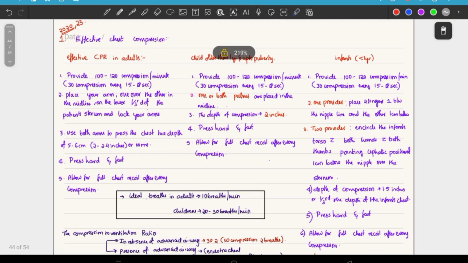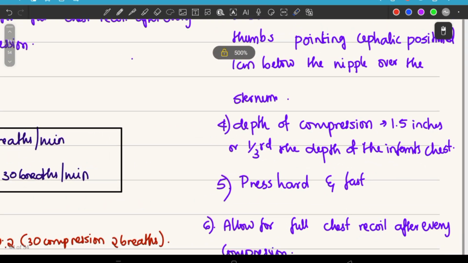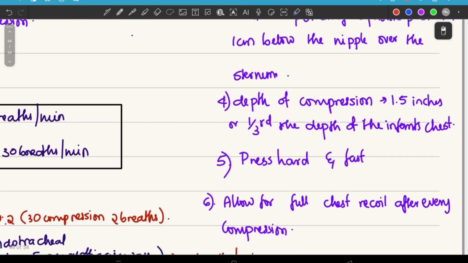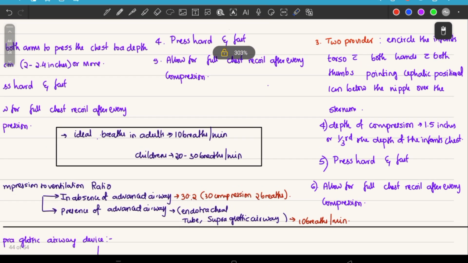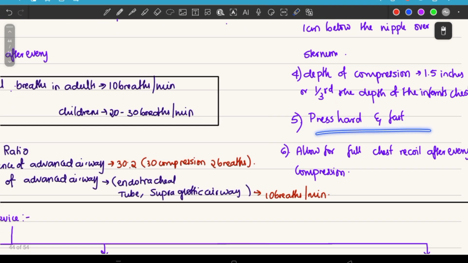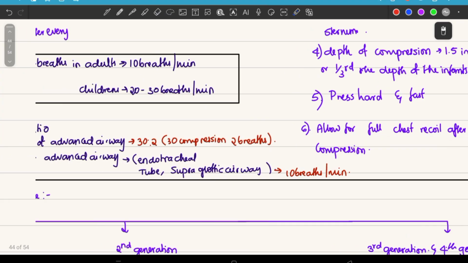That is correct. And here, in a baby less than 1 year, the depth of compression should be 1.5 inches. Okay, here the 2 inches. Press hard and fast. Allow full chest recoil for every compression.